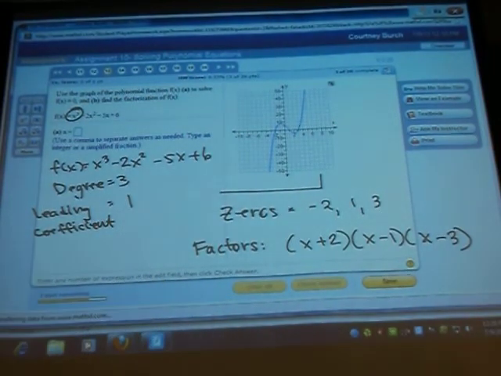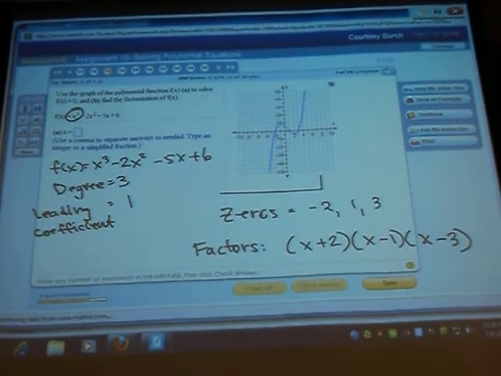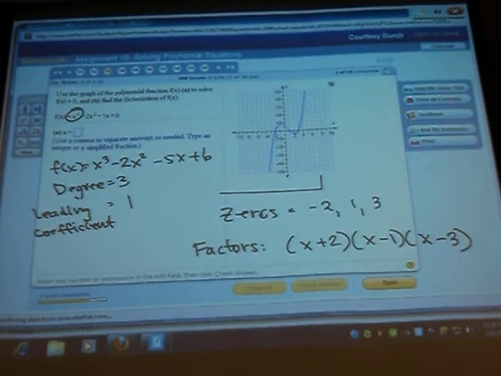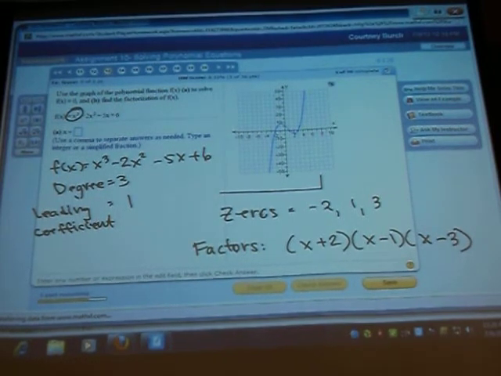Now, what if I had not accounted for all my zeros? Like, what if I only had 3 and there should really be 4? Then one would have to be repeated. And you can tell they're repeated because on the graph, you'll see it just touch the x-axis at that point.